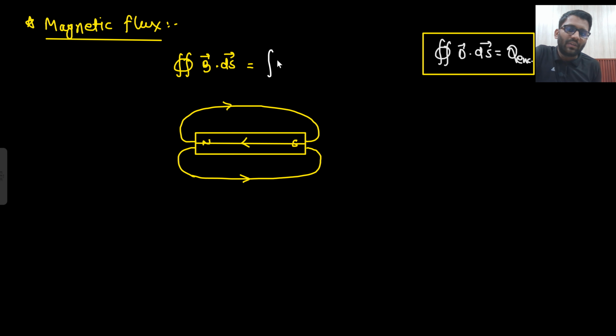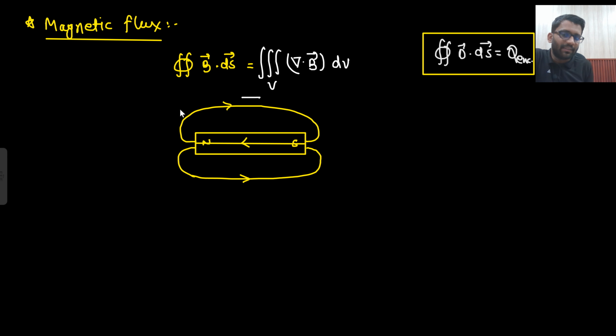Now can I write it down in this manner? Del dot B dv. Dot is not required. Certainly I can write it down, right? What am I applying? Divergence theorem. B dot ds, so del dot B dv. Well and good.